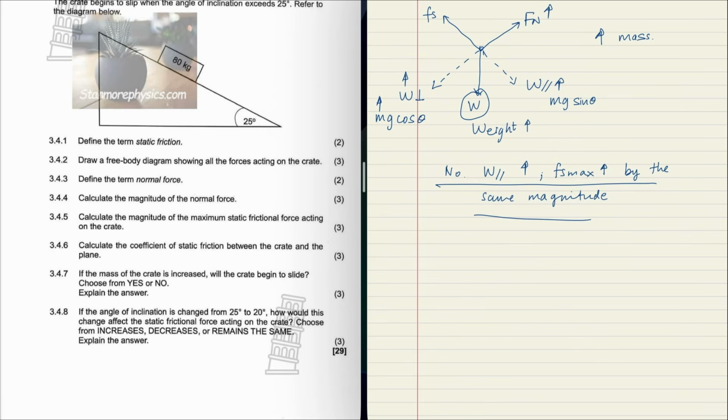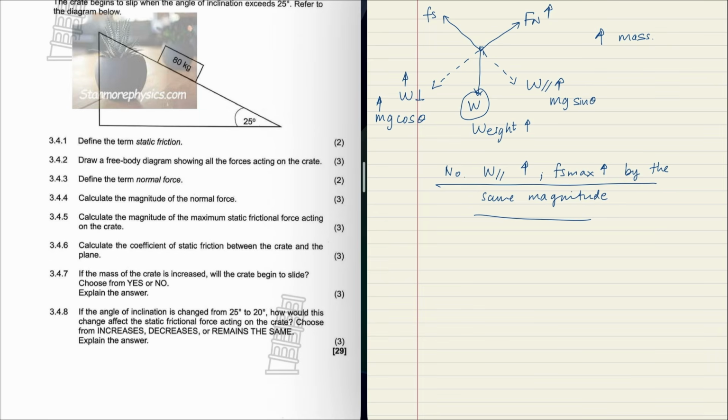Let's take a look at 3.4.8. If the angle of inclination is changed from 25 degrees to 20 degrees, how would this change affect the static friction force acting on the crate? Choose from increase, decrease, or remain the same, and explain the answer.